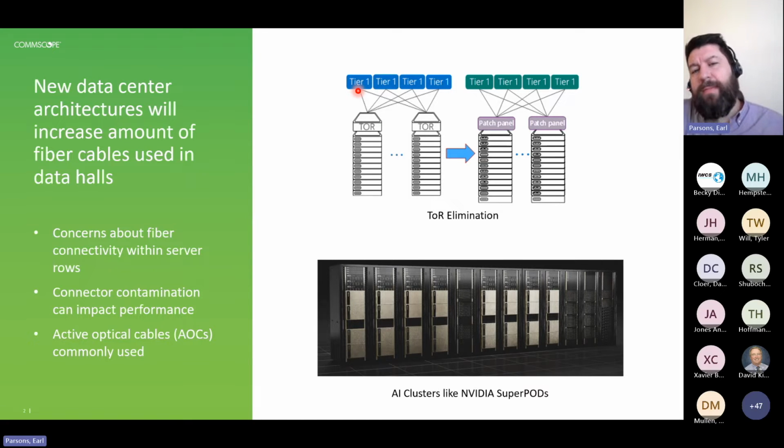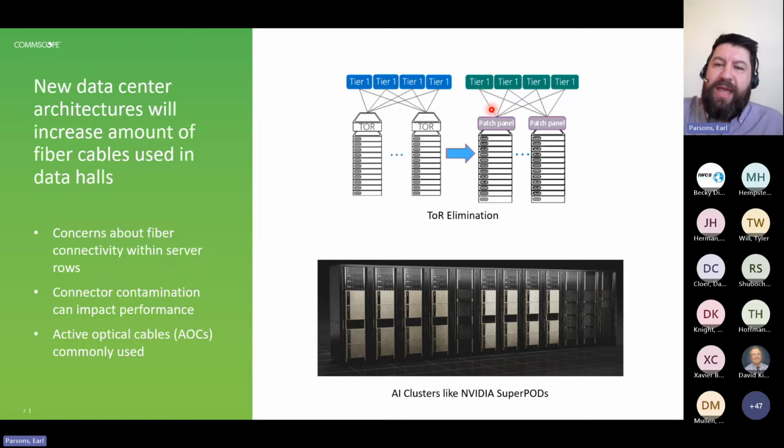So everything from the TORs, the tier 1s, and then up to the spine switches and the higher levels, those are fiber connections, those have been around for a while, and I don't see a lot of changes there. But the big change is happening here, what we see in this image.